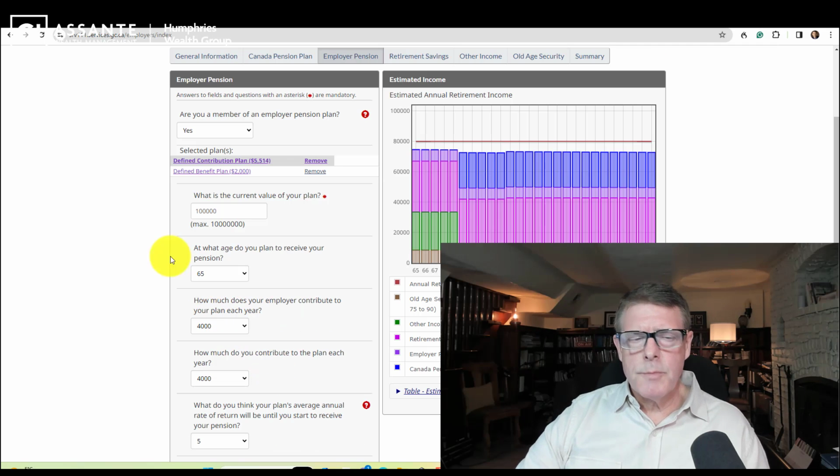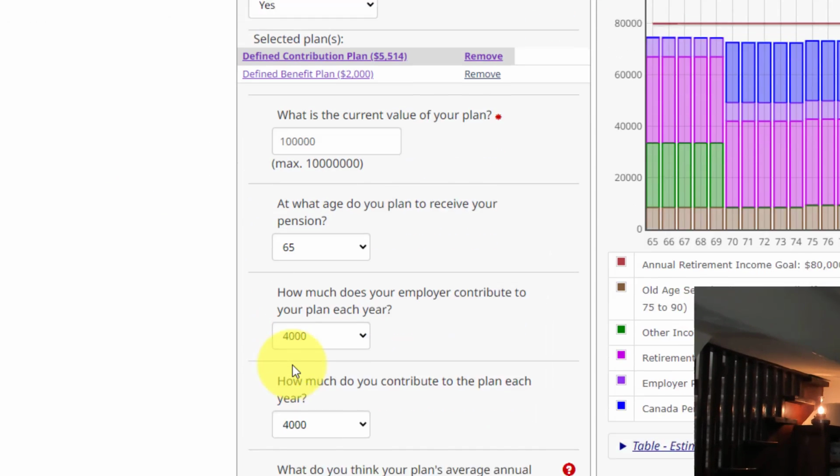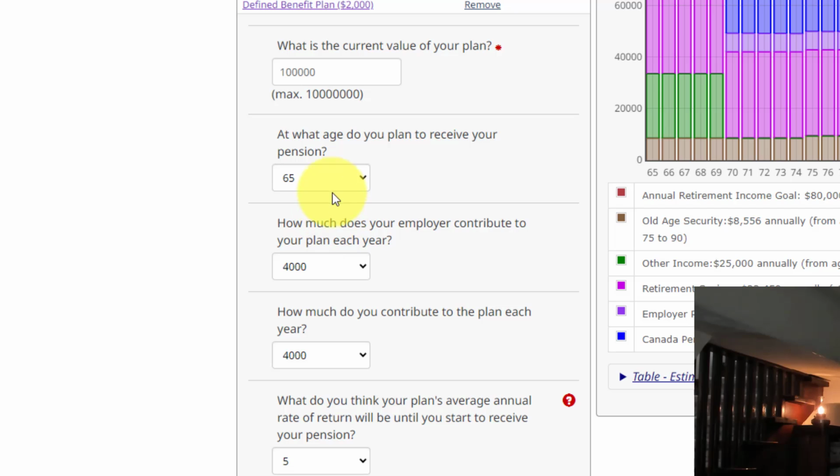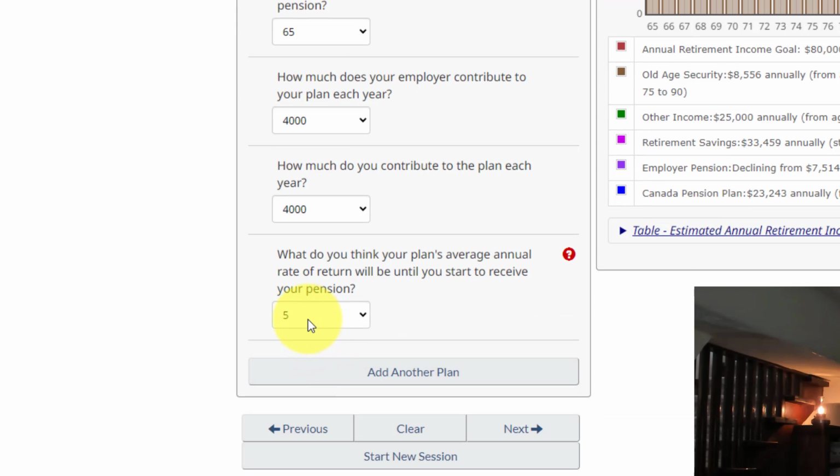So for the defined contribution plan, we're assuming that there's $100,000 in the plan right now, that I'll begin to take income from the plan at age 65. Remember, I used $80,000 pre-tax income, so this is a 5% matching plan. So $4,000 will be contributed by my employer, $4,000 by myself. We assumed a 5% return on the portfolio.